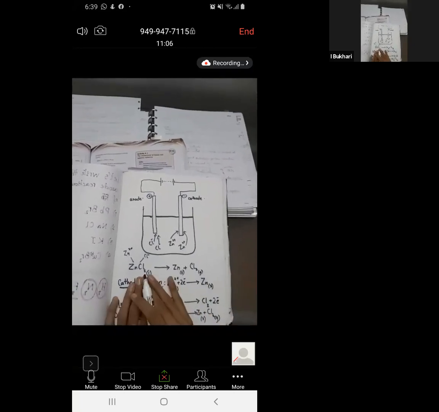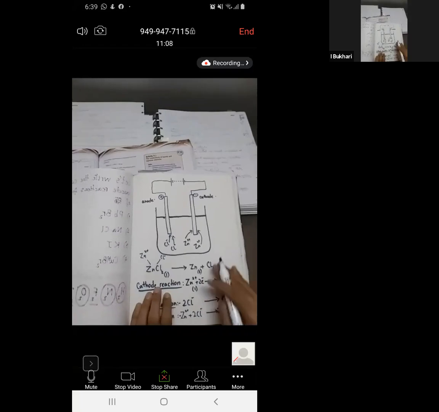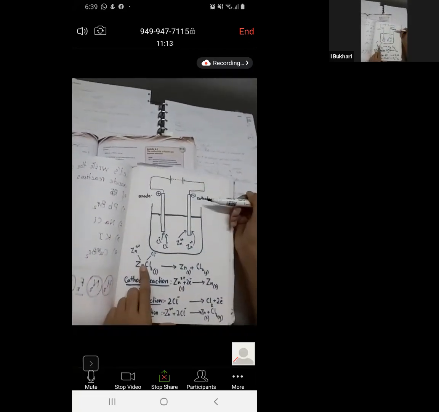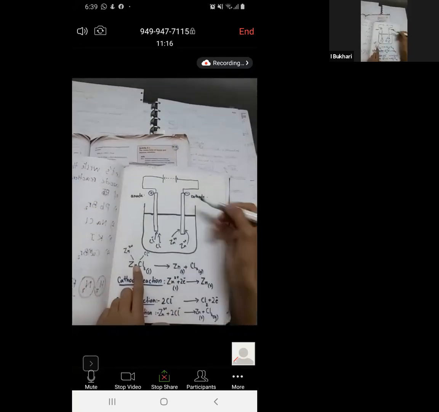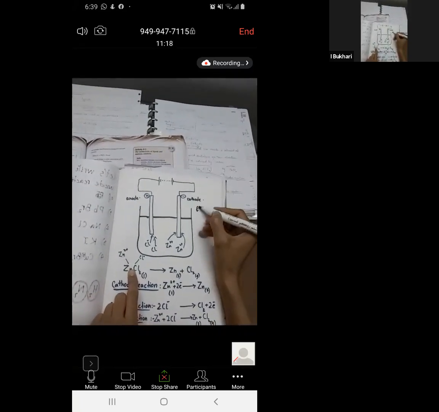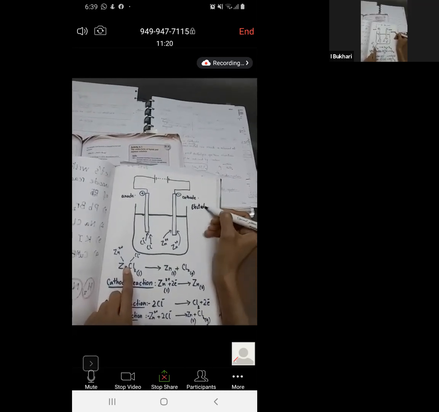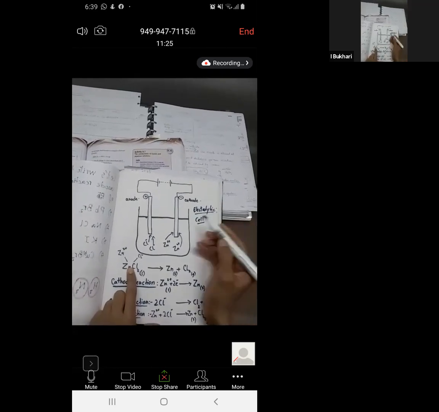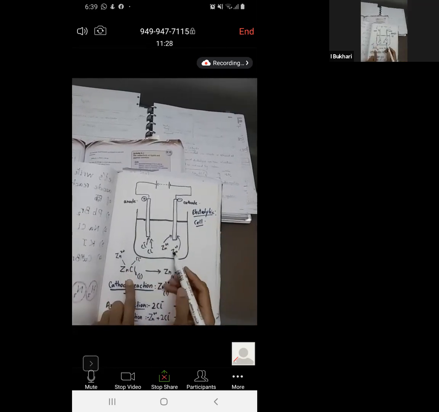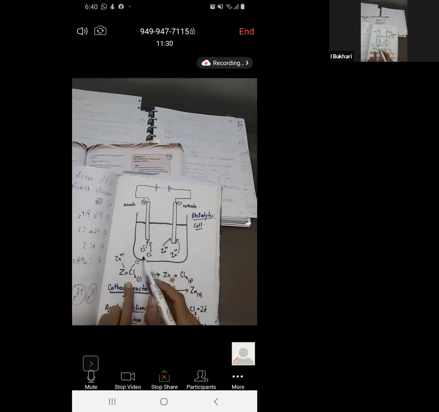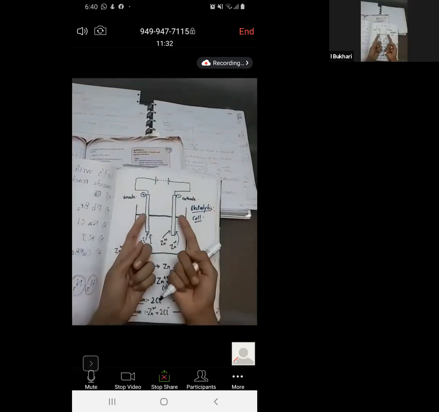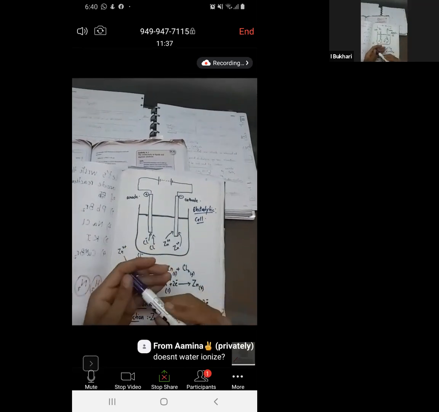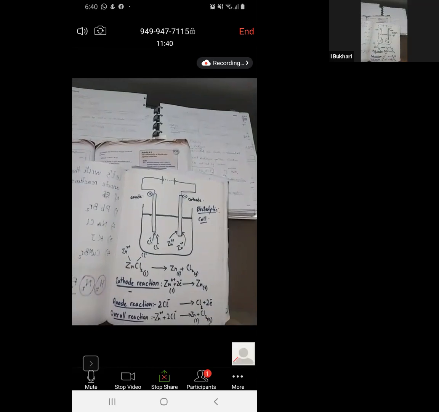Now, whenever you write an overall equation, first of all, let me explain to you the apparatus, the setup. This is called an electrolytic cell. An electrolytic cell is just a setup of apparatus where electrolysis takes place. Now, this is a container containing this molten ionic compound, which is zinc chloride, and we have these 2 electrodes. Now, what is the most preferable substance for electrodes and why?